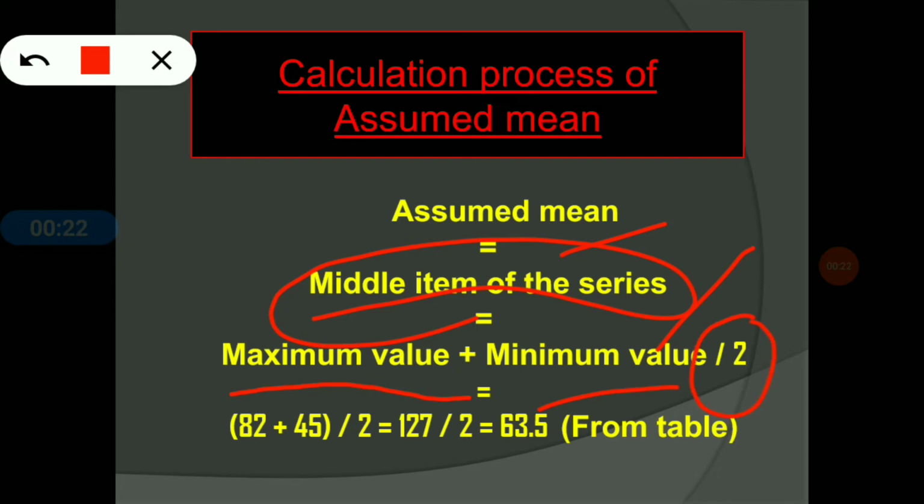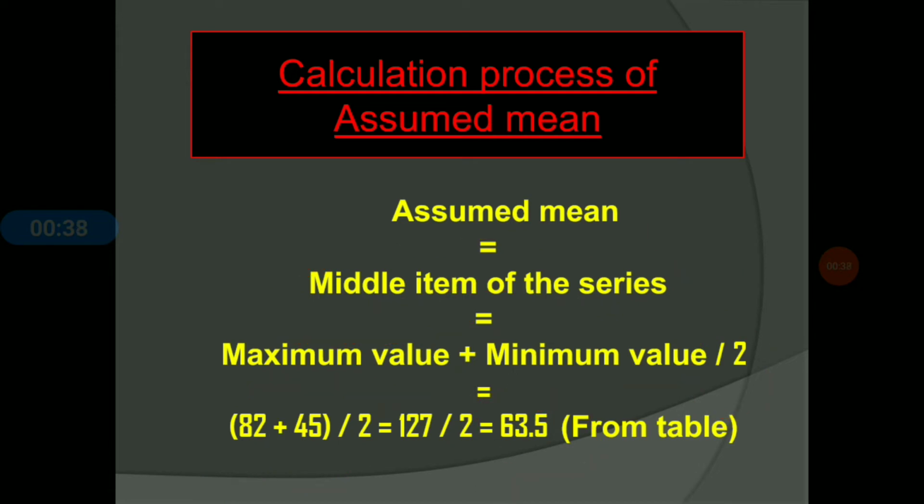From the previous example we can see there are 4 variables: 50, 60, 45 and 82, where 82 is the maximum value and 45 is the minimum value. So assumed mean equals 63.5. Clear? Now move on to the next slide.